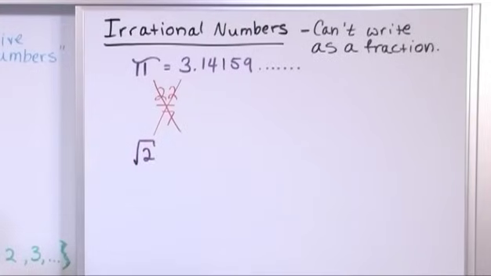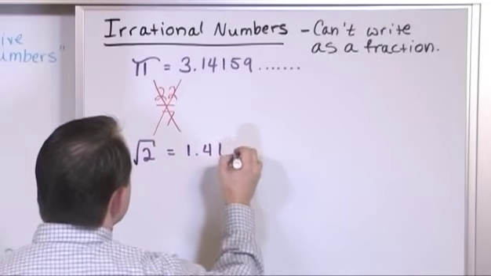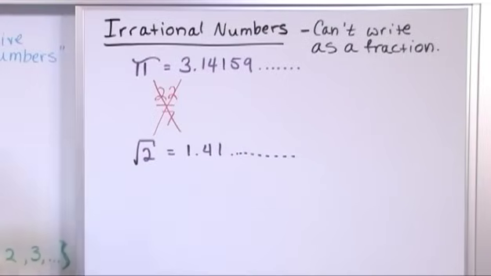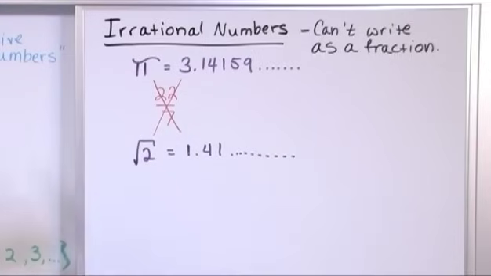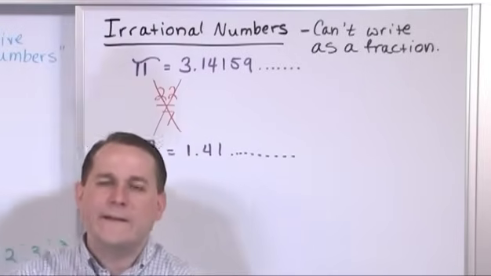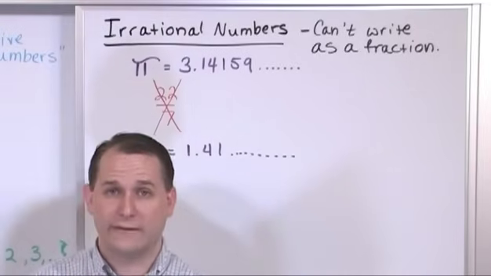Another example of an irrational number would be the square root of 2. If you put the square root of 2 in your calculator, you're going to get something like 1.41... blah, blah, blah. You're going to have a bunch of numbers that go on and on and on, but there's not going to be any pattern in this decimal, so you're not going to be able to find any fraction at all that's going to exactly equal the square root of 2. So these are both irrational numbers. You can sort of see that the irrational numbers are special in a way, in that you're not able to write them as a fraction.